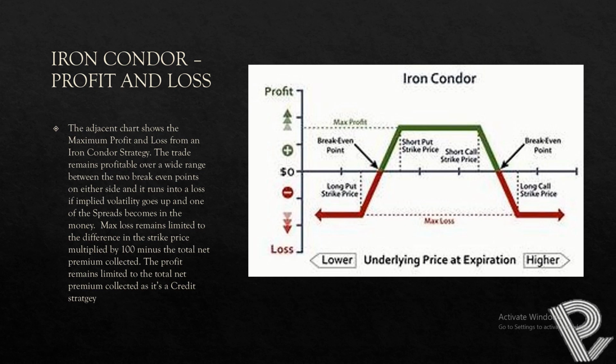Iron condor profit and loss. The adjacent chart shows the maximum profit and loss from an iron condor strategy. The trade remains profitable over a wide range between two break-even points on either side, and it runs into a loss if implied volatility goes up and one of the spreads becomes in the money. Max loss remains limited to the difference in the strike price multiplied by 100 minus the total net premium collected. The profit remains limited to the total net premium collected, as it's a credit strategy.